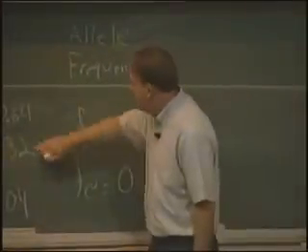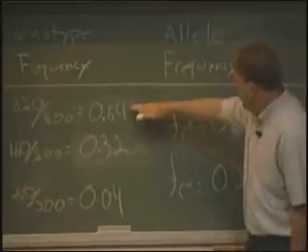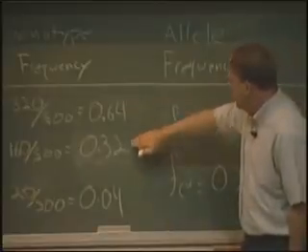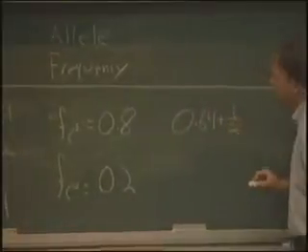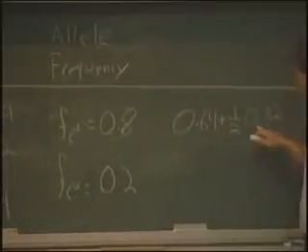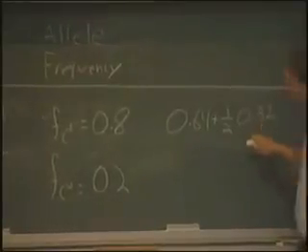The second method just uses the genotype frequencies. If you want the CR allele frequency, you realize that the CR alleles are found in these individuals and these individuals. So we take the frequency of the homozygous individuals and add 1/2 the frequency of the heterozygous individuals. That's 0.64 plus 0.16, which is 0.8. There's the second method. I'm not going to elaborate on that method at all.